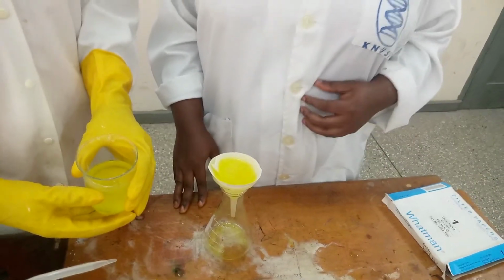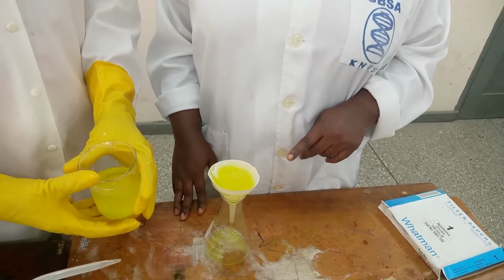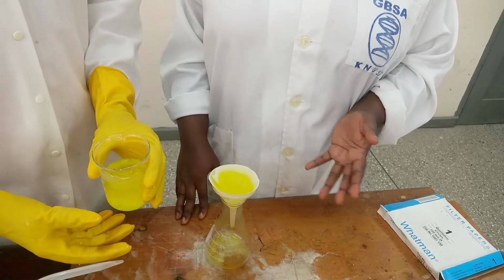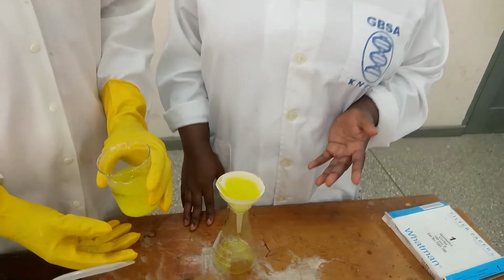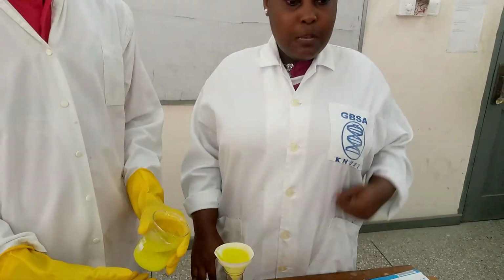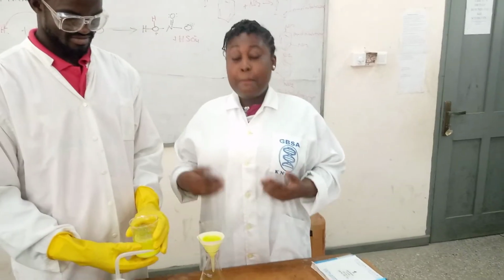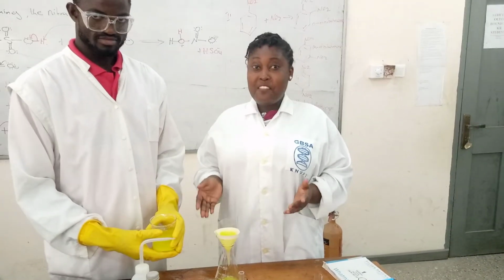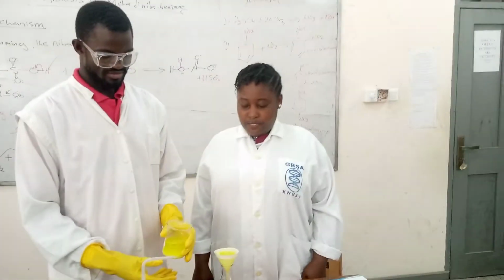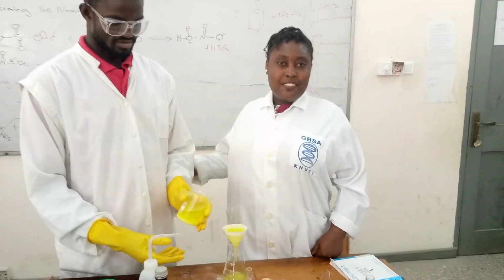So this is m-dinitrobenzene. That's the synthesis. It's very simple, right? Yes, very, very simple. I know some of you are wondering, what is it? How are we going to synthesize it? But this is it. It's very, very simple. And my colleague has really done well.